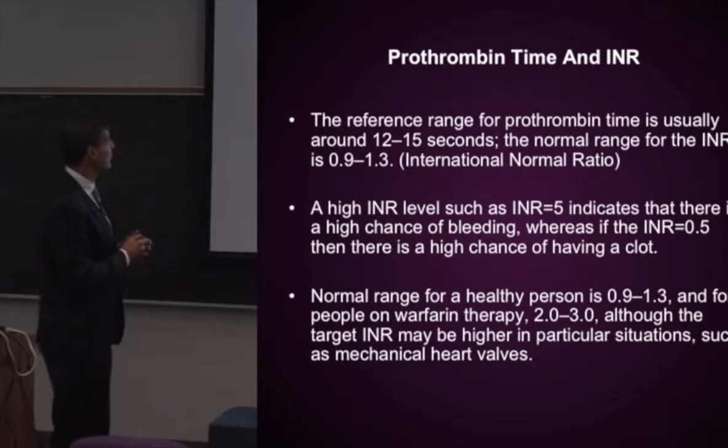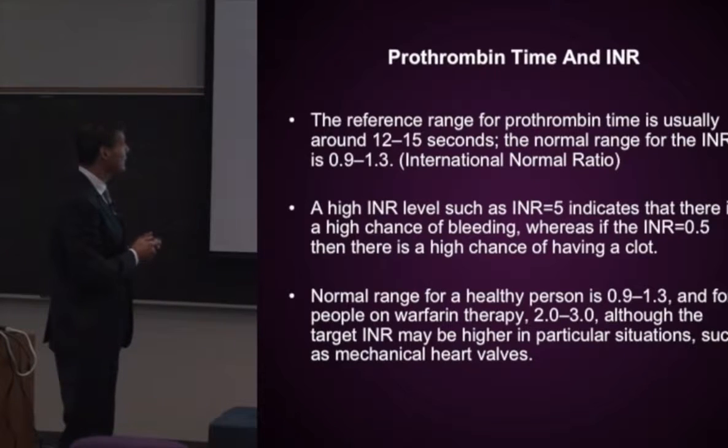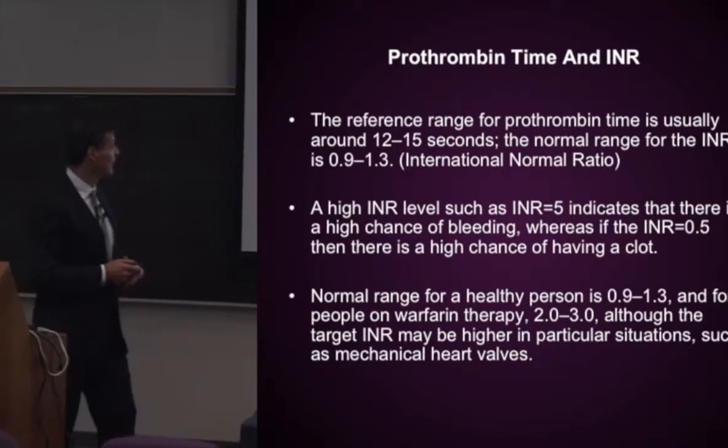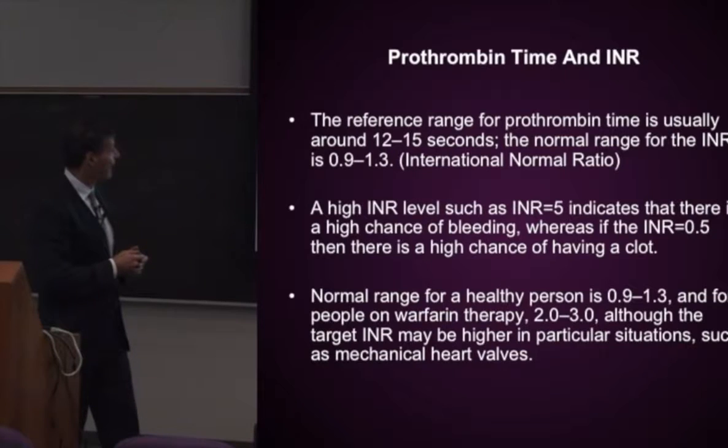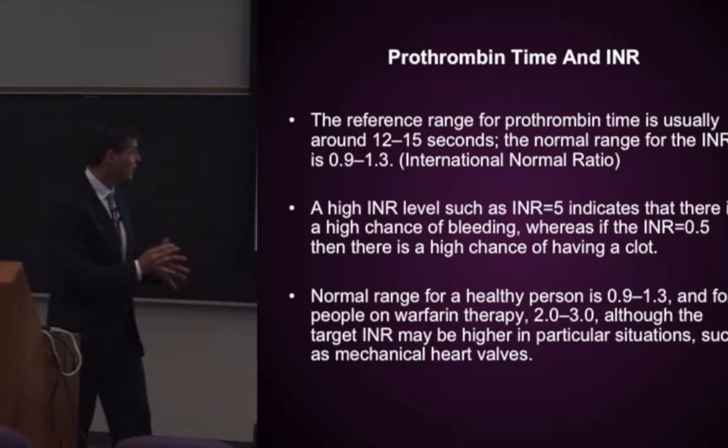So there's the reference range, 0.8 or 0.9 to 1.3. That's known as the international normalized ratio. A high INR means that there's a high chance for bleeding, whereas a very low INR means there's a greater chance of clot formation.